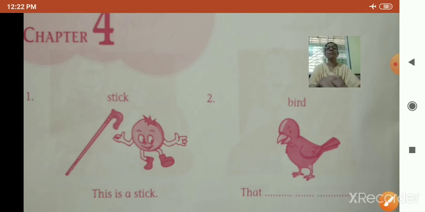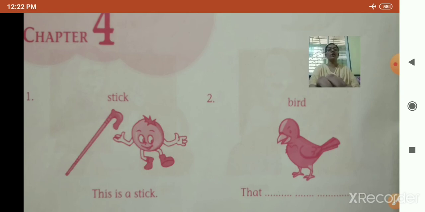Now see here the first one. You can see a stick, a tomato and a bird. Now where is the stick? Is the stick near to the tomato or far away from the tomato? It is near to the tomato. So how are you going to answer? This is a stick. Why are we using this? Because the stick is near to the tomato.